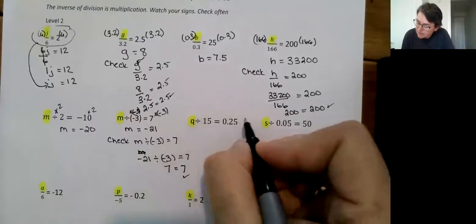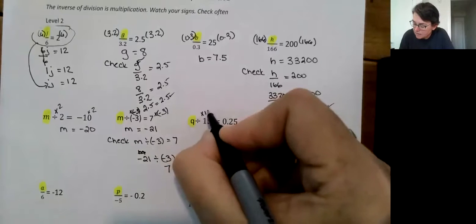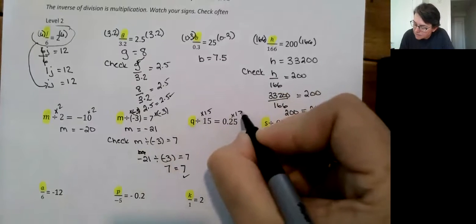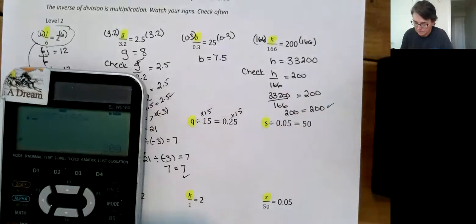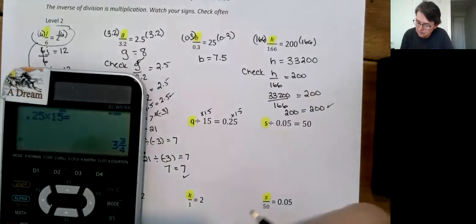q divided by 15 is 0.25, times 15, times 15. 0.25 times 15. 2.75.